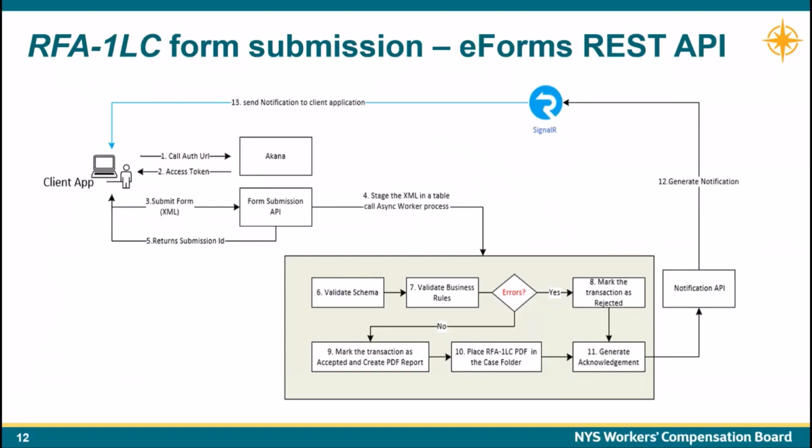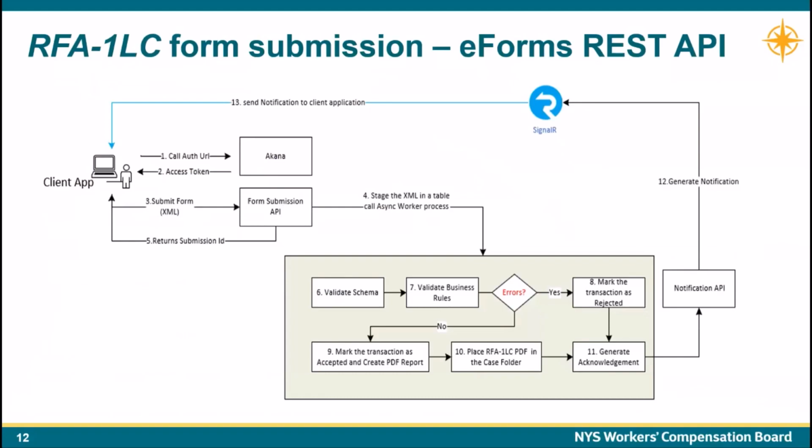To submit the RFA-1LC form, client applications need to pass the access token and form data to the form submission API. The API stores the XML data in the database and generates a submission ID, which can be used for future reference. After this, the API calls a background process to process the XML data. The background process first validates the schema and business rules to accept or reject the transaction. If there are any errors, then the transaction is marked as rejected. If everything is fine, then the background process marks the transaction as accepted. A PDF is generated and placed in the case folder.